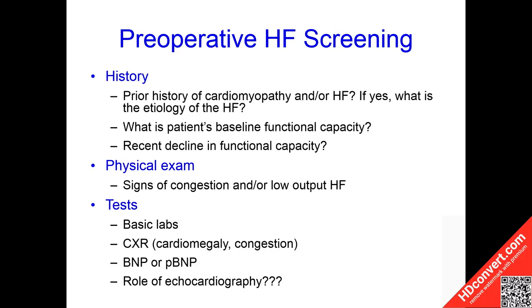On physical exam, we should look for signs of congestion, but also low output heart failure. And I'm going to talk about that a little bit more in a second. When we talk about low output heart failure, we're talking about hypoperfusion, signs and symptoms of hypoperfusion. And then what tests should we get? Basic labs, a chest x-ray to look for congestion. Should we get a pro-BNP or a brain natriuretic peptide level on everybody? And who should get an echocardiogram?